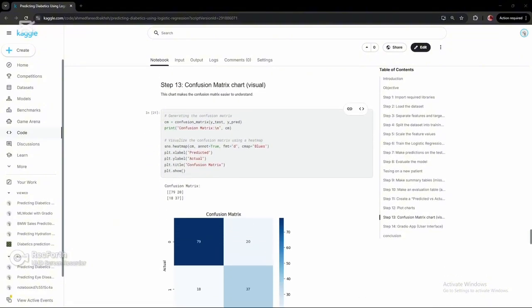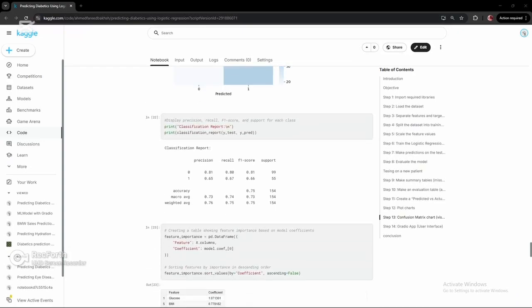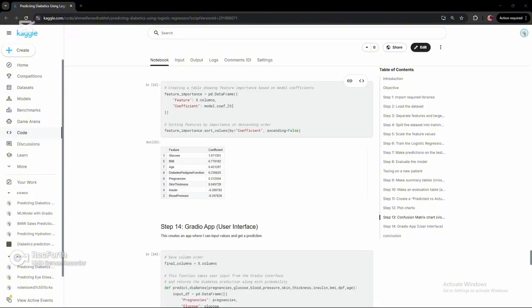I analyzed feature importance using logistic regression coefficients. The most influential features were glucose, BMI, and age. This aligns well with medical research, which increases the trust in the model.